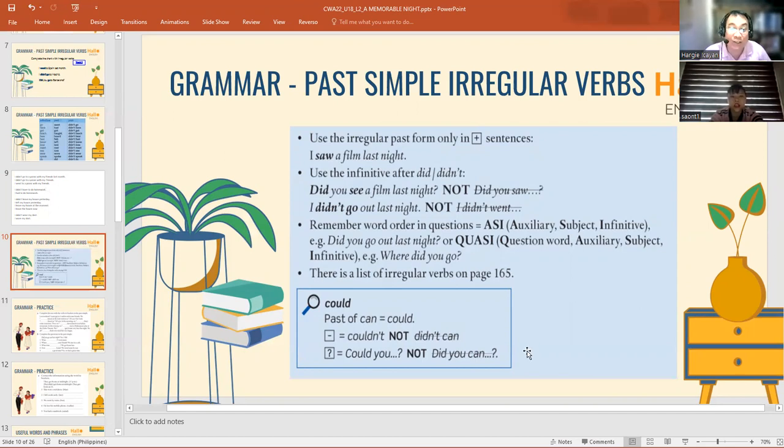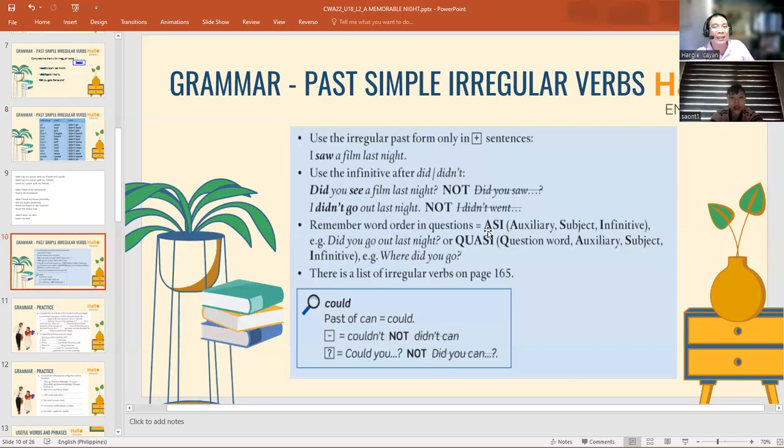And it also applies if you're talking about negative. I didn't go out last night. We will not say, I didn't went last night. Okay, can you please read this one, Sal? Remember the word order in a question?